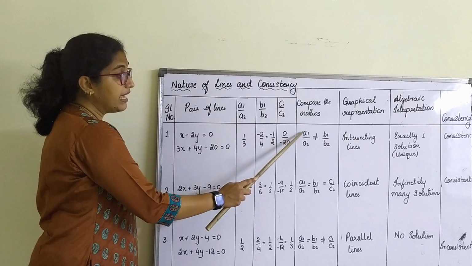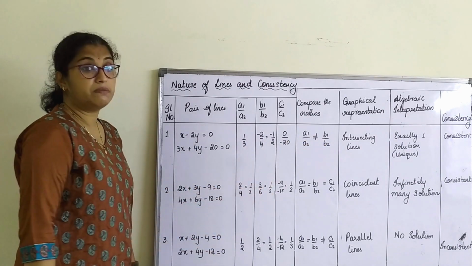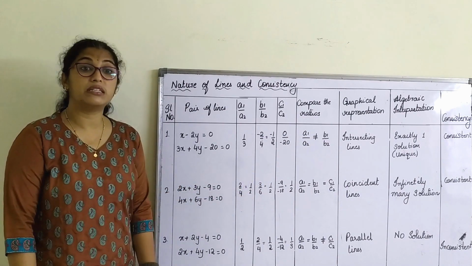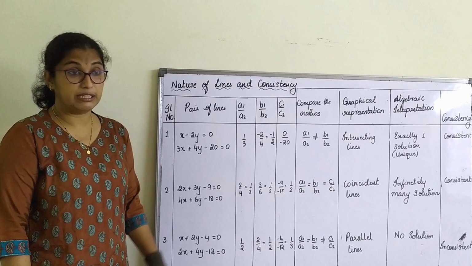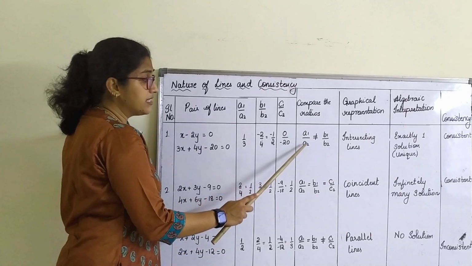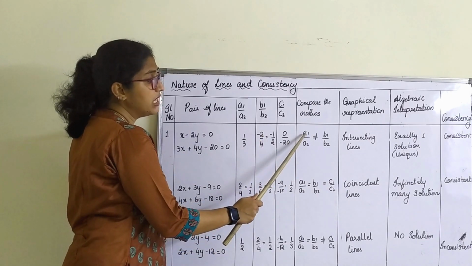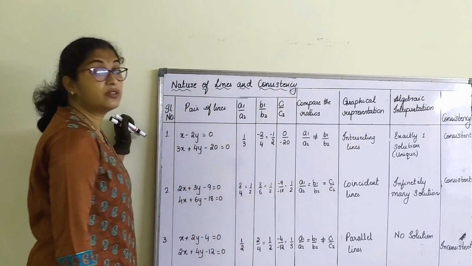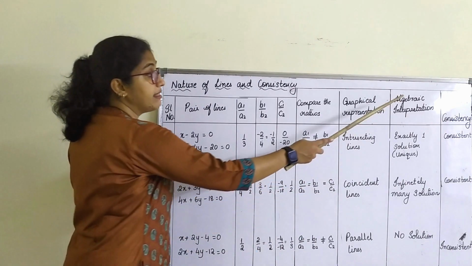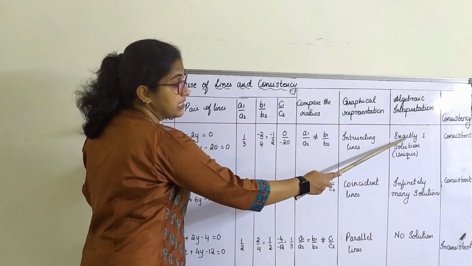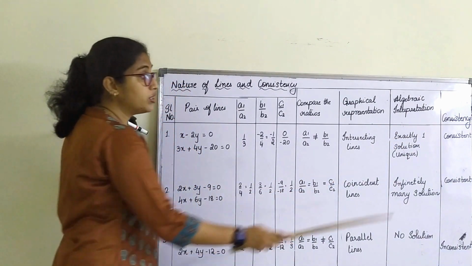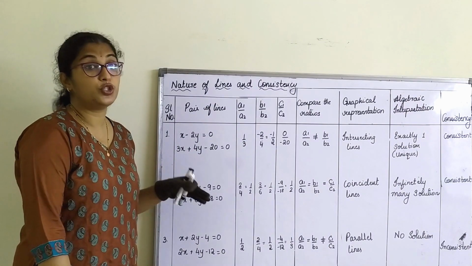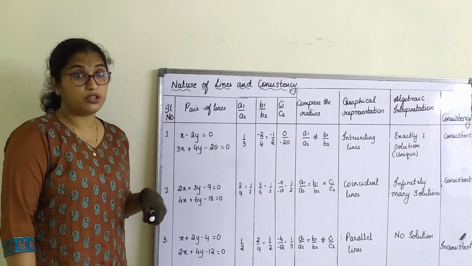We find that A1 by A2 is not equal to B1 by B2. When this is not equal, C1 by C2 doesn't matter. Even if it is equal or not equal, you'll understand why later. Under such a condition, when the ratio A1 by A2 is not equal to B1 by B2, the graphical representation will have intersecting lines. That means the algebraic interpretation is it will have exactly one solution and the nature of the graph is consistent. This is what you have to know. We have exercises based on this.